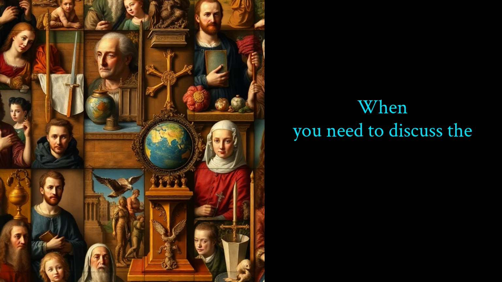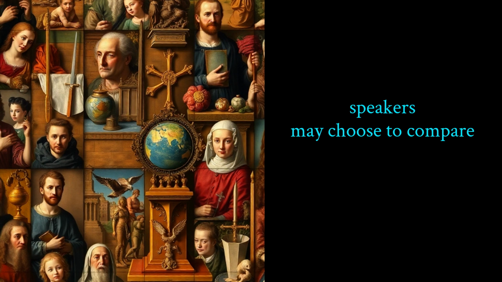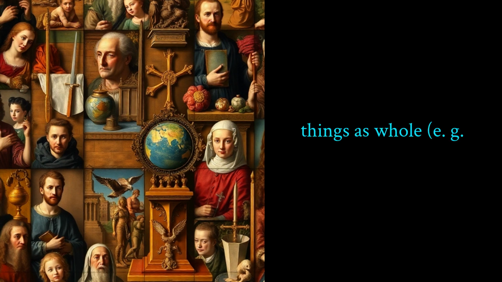Comparative. When you need to discuss the similarities and differences between two or more things, a comparative organizational pattern can be employed. In comparative speeches, speakers may choose to compare things a couple different ways. First, you could compare two or more things as a whole, e.g., I'll discuss all traits of an apple and then all traits of an orange. Second, you could compare these things element by element, e.g., color of each, smell of each, and taste of each.